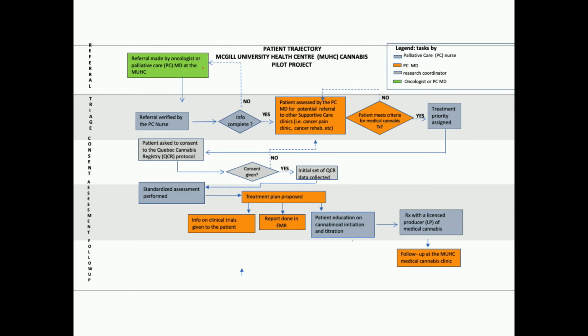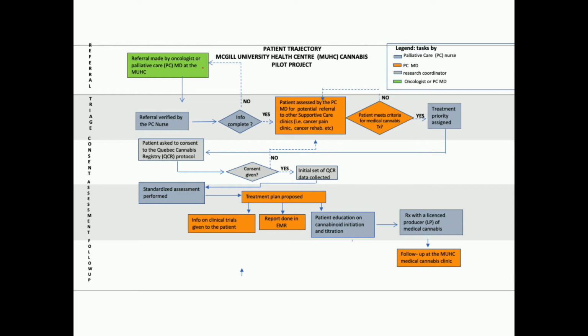If a patient was asking the physician to give cannabis to control the cancer, that was not an indication for referral to our clinic. If the patient was still suboptimally controlled for symptoms that could benefit from, let's say, a nerve block or other procedure, that was not a patient that we were going to see right away.